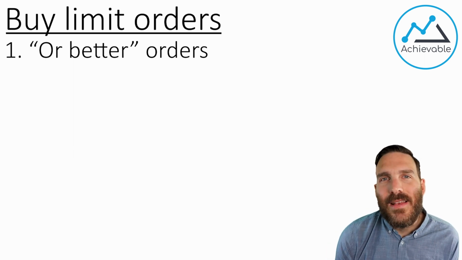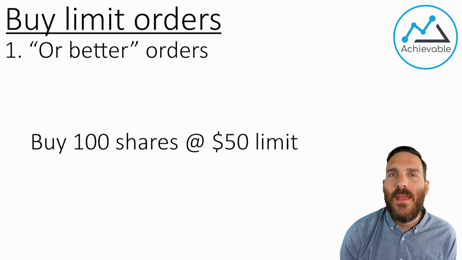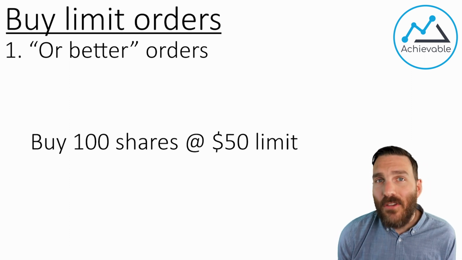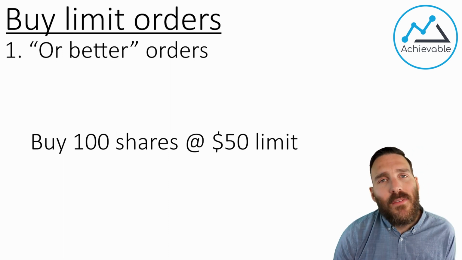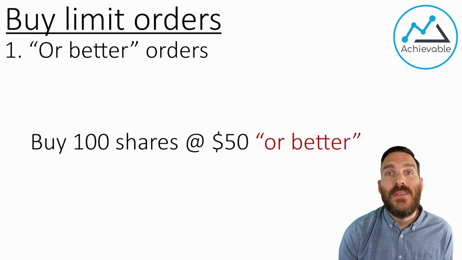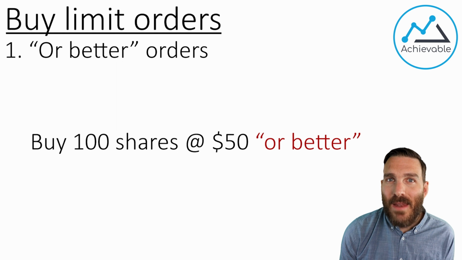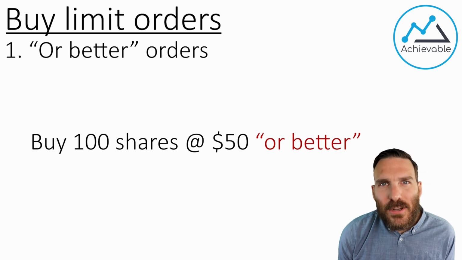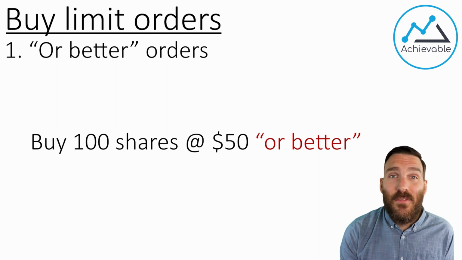To better understand this, let's say that we have a buy 100 shares at 50 limit order in front of us. Now, to the untrained eye, we might not know what a buy limit is, but if we replace the word limit with "or better," buy 100 shares at 50 or better, we can get a pretty good grasp of what that investor is looking for. From the buyer's perspective, if they're saying at 50 or better, that means 50 or lower.